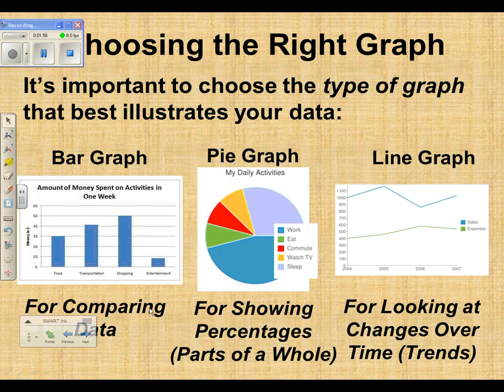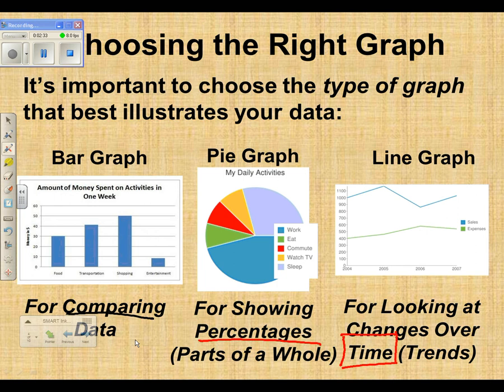There are 3 types of graphs that you will use throughout the course of this year. The first one being a bar graph, which is a comparison of data. Easy way to compare data. The second one is a pie graph or a circle graph, which shows percentages of a whole. And the third one is a line graph, which shows trends or changes over time.